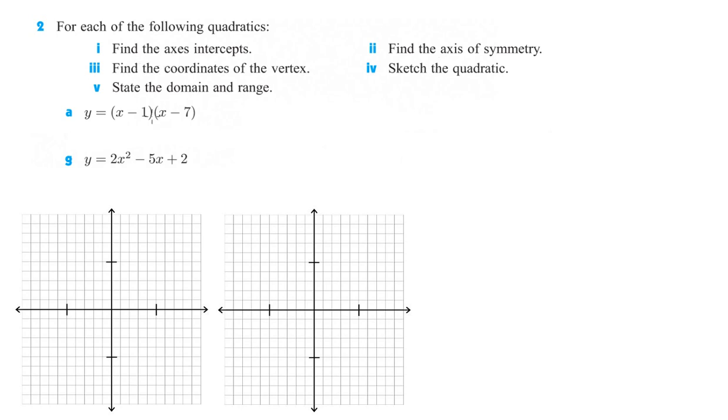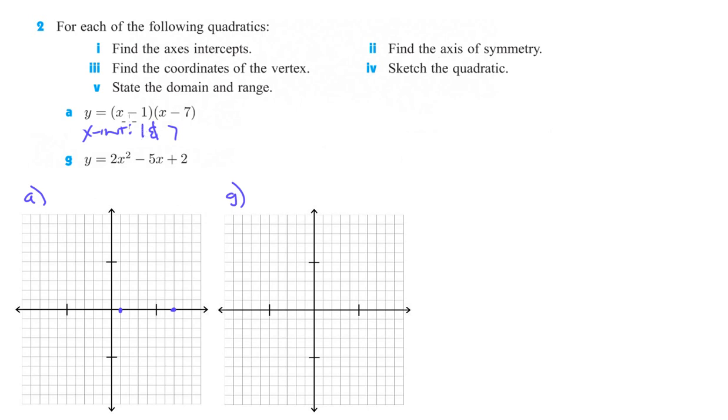Okay, so find the axes intercepts. The x-intercepts on this one here have to be 1 and 7, right? Because 1 minus 1 is 0, and 7 minus 7 is 0. So we've got 1 and 7. So this is A.